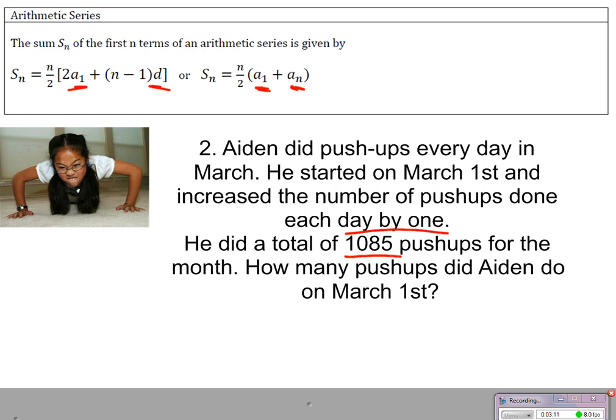So how many push-ups did Aiden do on the first day? Well, I'm going to use this one. I'm not going to use the other one because I don't know what he did on the first day and I don't know what he did on the last day. All I know is the sum. So that one doesn't help me very much.